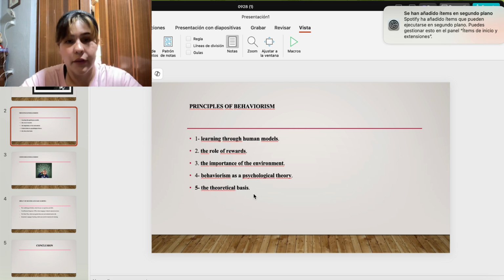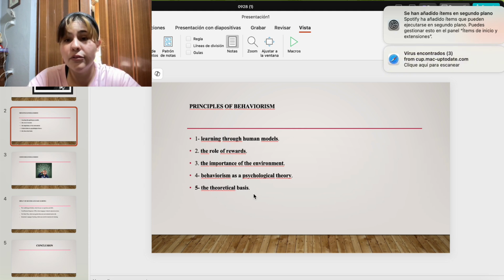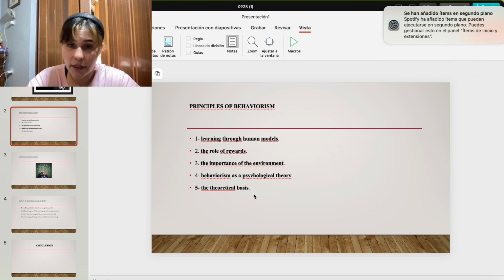Four. Behaviorism as a psychology theory. This approach emerged in the United States in the 1950s as a new psychology perspective. It was first applied to first language learning and later to second language learning.